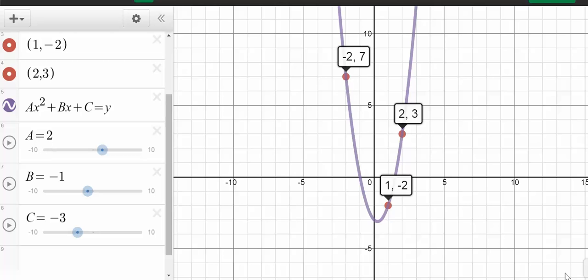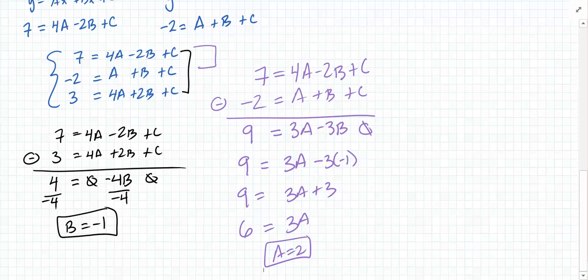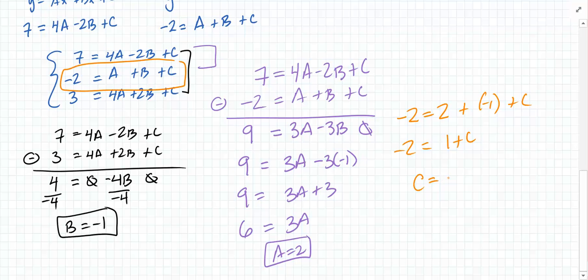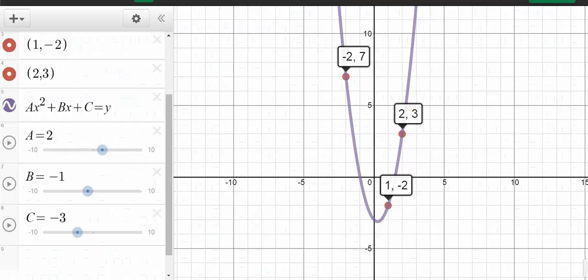Cool. Awesome. And then over here, last thing we have to do is what? We need the value of c, right? So we can plug it in. This one looks the easiest to me. So negative 2 equals the value of a, which was 2, plus the value of b, which was negative 1, plus the value of c. So negative 2 is equal to 2 minus 1, which is just 1, plus c. So therefore c is equal to? Negative 3. Go back over here. And yes, c is actually equal to negative 3. How cool is that? So the algebra supports exactly what we've done.